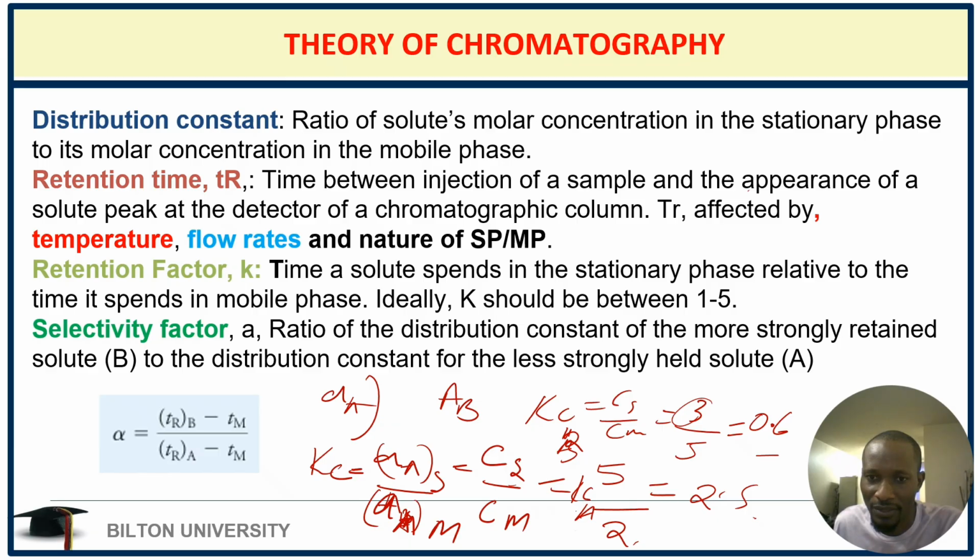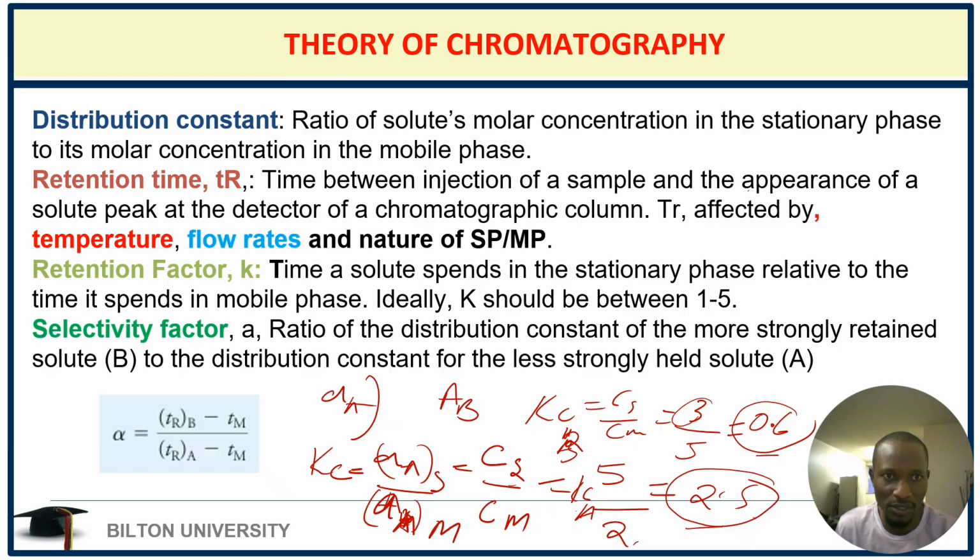And when you compare these two, you can see just by calculating the Kc value, or the distribution constant, there's one thing that you can deduce or make an assumption from that. When you calculate a Kc value and you find that it is large, it tells you that the molar concentration of the solute in the stationary phase is higher compared to its molar concentration in the mobile phase, and the vice versa is true. So that's what we call the distribution constant.